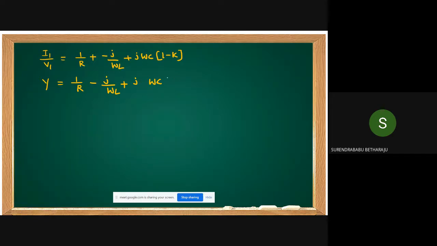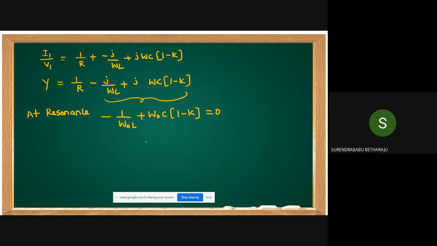Now at resonance condition, to get the condition for resonance, which term can you equate to 0, students? The imaginary term equal to 0. You can equate the imaginary term equal to 0. Then minus 1 by omega naught, resonance means replacing omega by omega naught, minus 1 by omega naught into L plus omega naught into C into (1 minus K) equal to 0.